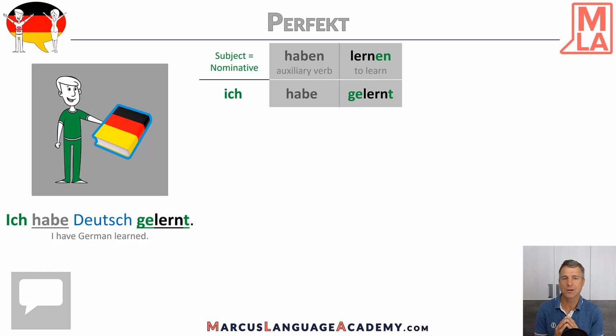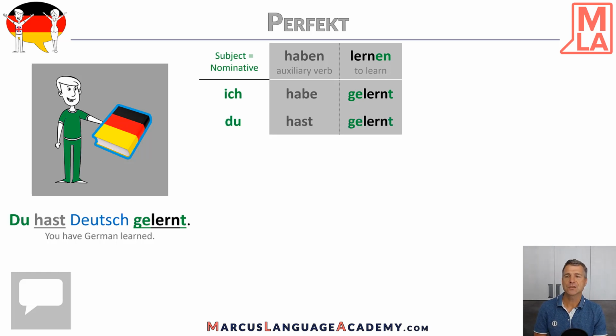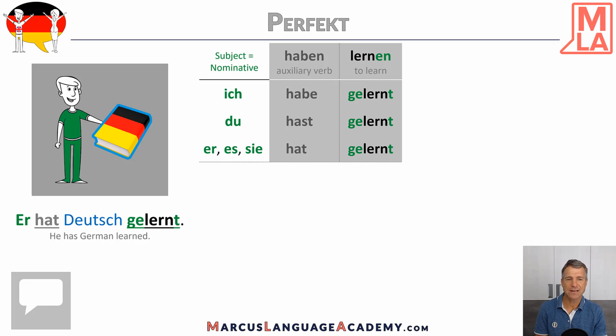I have German learned. So we conjugate the auxiliary with ich habe, and then we put at the end the participle gelernt. So we put ge in front of the root and at the end a t, gelernt. And in second person it's du hast Deutsch gelernt. Du hast gelernt. So the participle doesn't change like in English, it stays learned, but the auxiliary verb changes. Du hast. In third person it would be er hat gelernt.